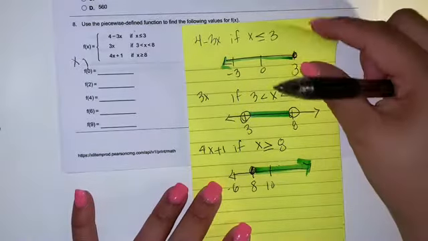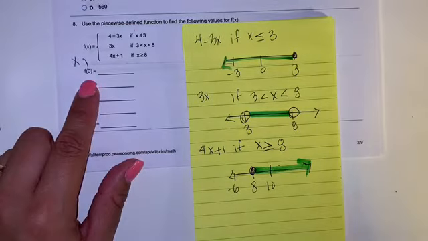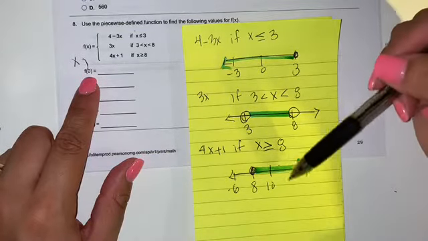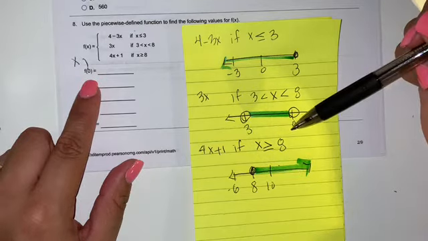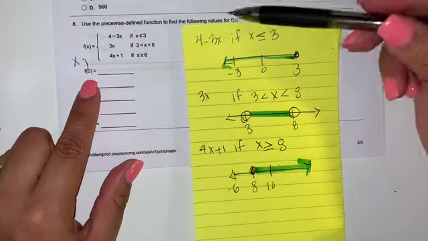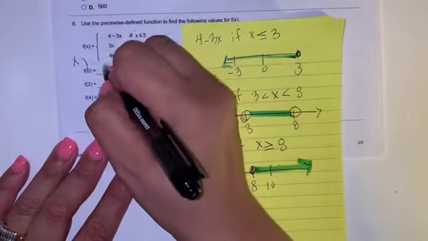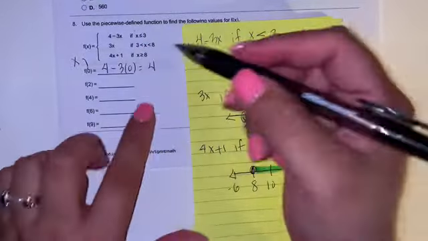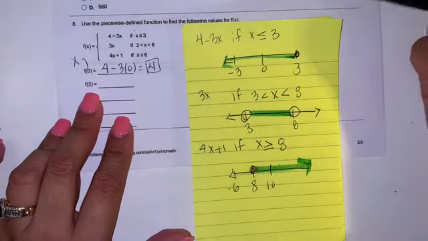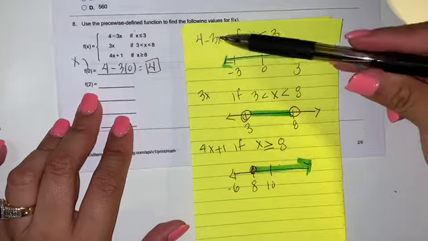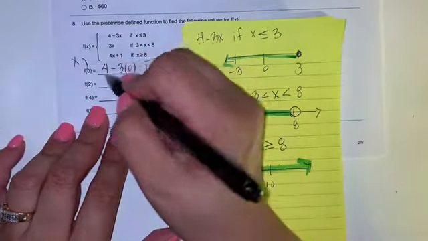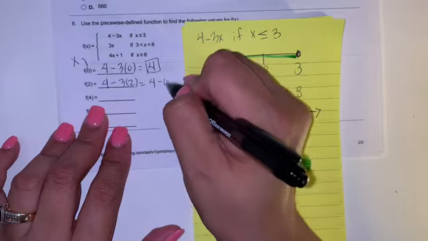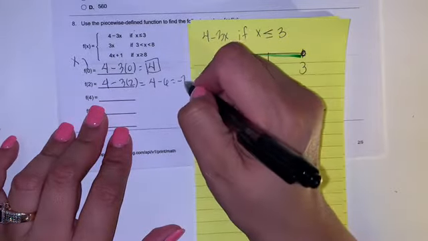Okay, so now that we have defined our number lines, f of 0, or x equals 0, you're gonna find out where I have 0. Let's see, between 3 and 8, no. So it's gonna be 4 minus 3x. So in this case, 4 minus 3 times 0 is going to be 4. That's your solution. For f of 2, it's still gonna be 4 minus 3x, so 4 minus 3 times 2 equals 4 minus 6 equals -2.